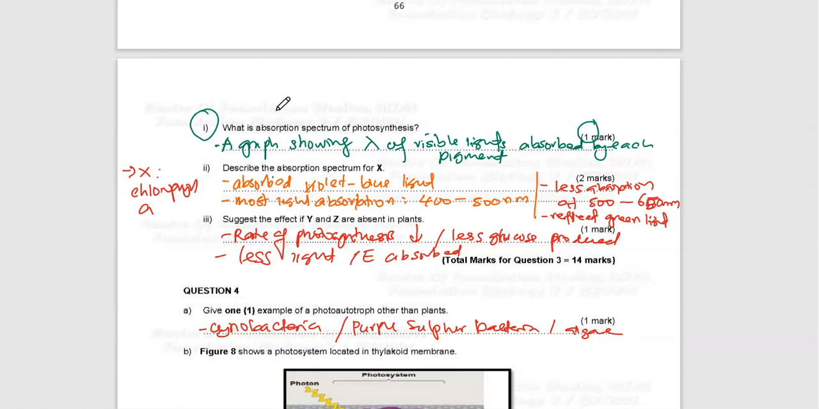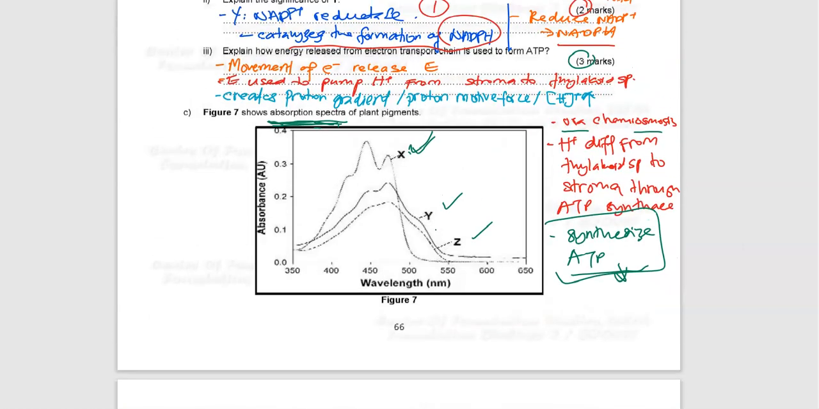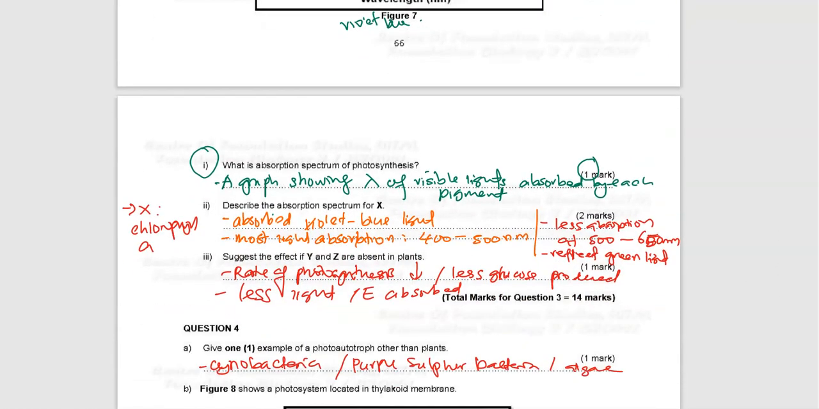So question 2, describe the absorption spectrum for X. So X, as you can see, absorbs light maximum around 400 to 500, before 500 here. Roughly that is the range. So you know that this range is in the range of violet blue, 400 to 500 nanometer.